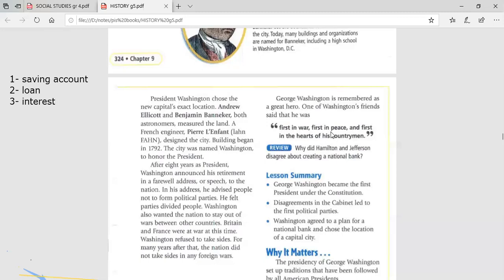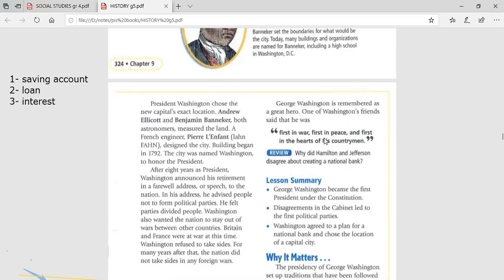First in war, first in peace, and first in the hearts of his countrymen. So this part, guys, is about our lesson today, the problems between Hamilton and Jefferson. Jefferson wanted farming, but Hamilton wanted trading. Jefferson didn't want a bank, but Hamilton wanted a bank. Both of them wanted a new capital, which was Washington, D.C., and both of them wanted to pay America's debts. Okay, that's it. This is our lesson for today.